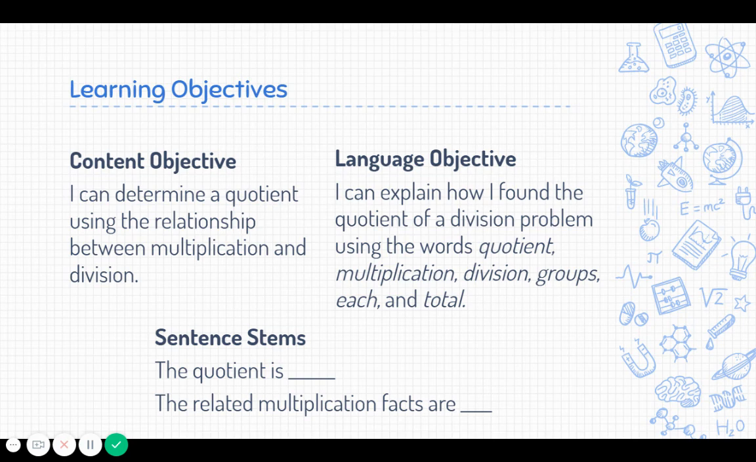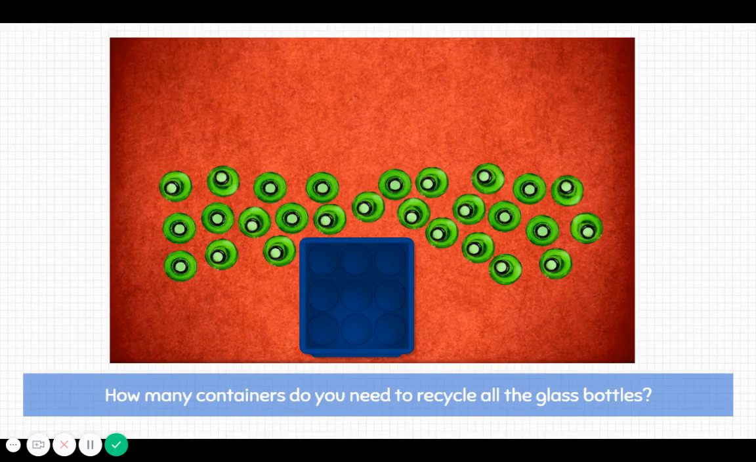A couple of sentence stems we're going to use for this are: the quotient is blank, and the related multiplication facts are blank. So we're going to describe division by looking at a problem.